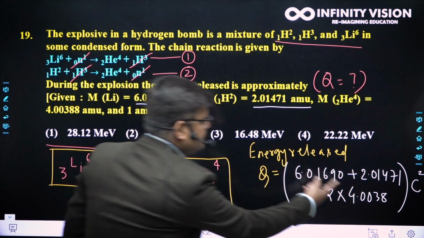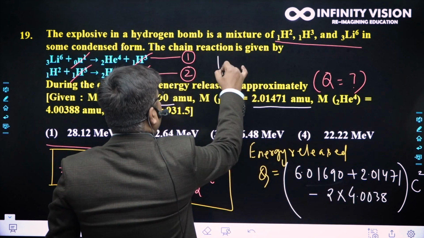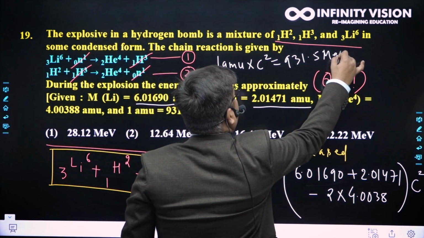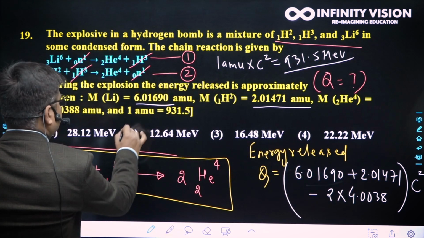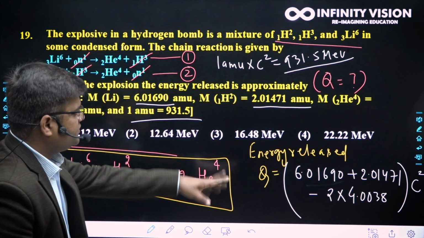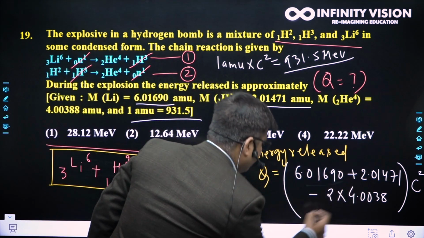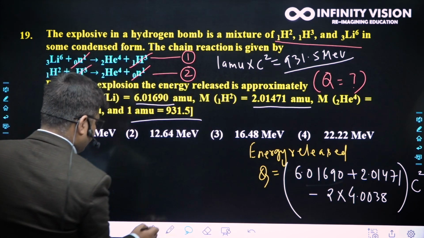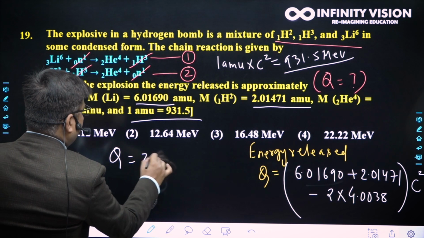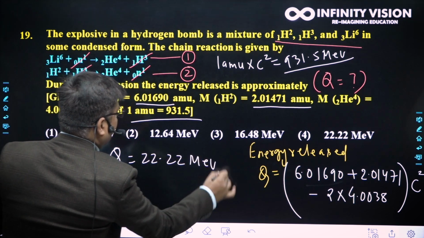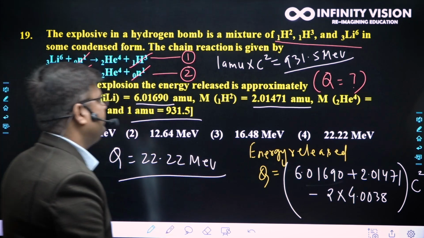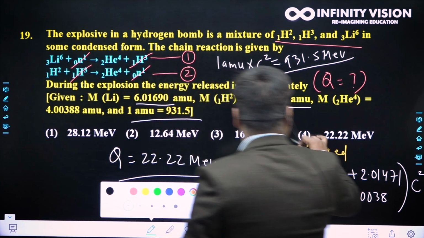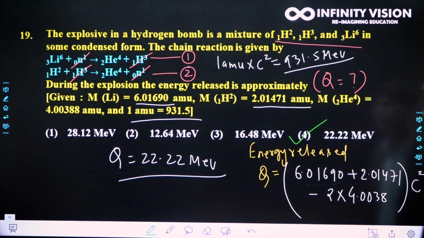Since the unit is in AMU, 1 AMU into C square, we know, is equal to 931.5 MeV, mega electron volt. It has been given in the question, so we will substitute it. We multiply the whole factor with 931.5 MeV, and finally the Q will be 22.22 MeV. So the correct option is option number 4 for this particular question.